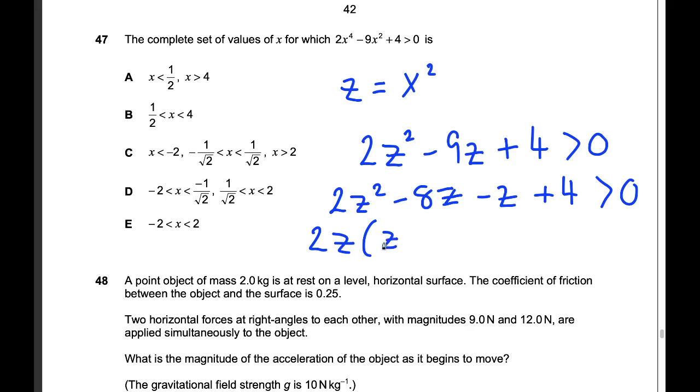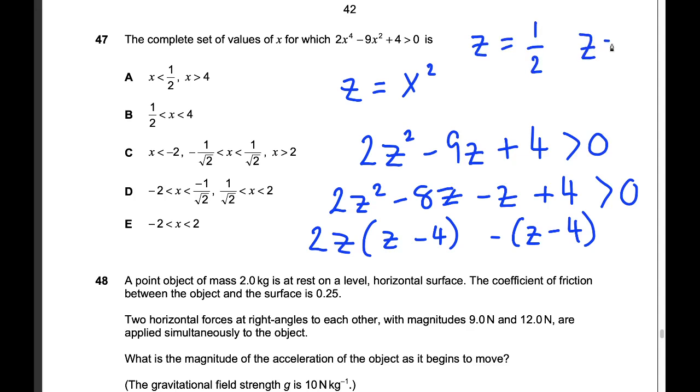Z minus 4. And if I copy that bracket over, this is just going to be z minus 4 again over here. And I'm going to put a minus 1 in front of here. Okay, so my two solutions for z are going to be z is equal to a half and z is equal to 4.